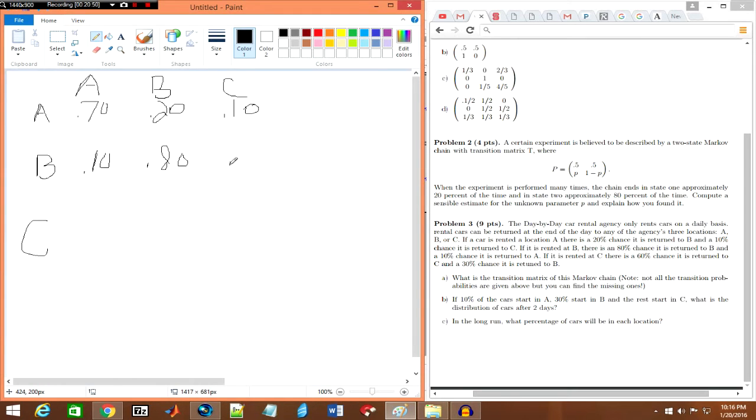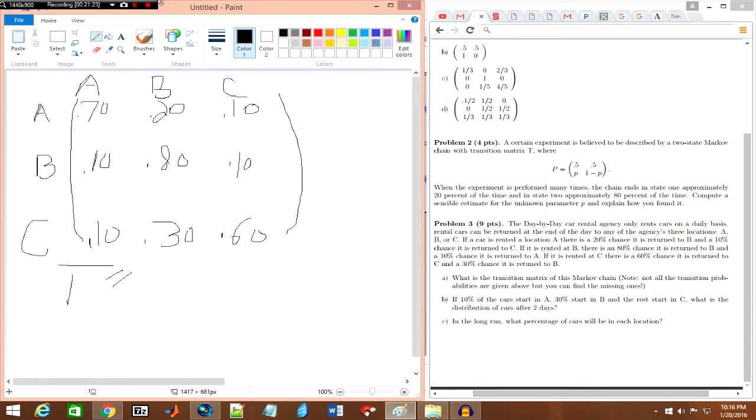And that makes this 0.1 as well. And for the last row, if it is rented at C, there's a 60% chance it's returned to C. So 60 here. And a 30% chance it's returned to B. And at least 10% chance for A. And bam, we got our transition matrix. That is our transition matrix.